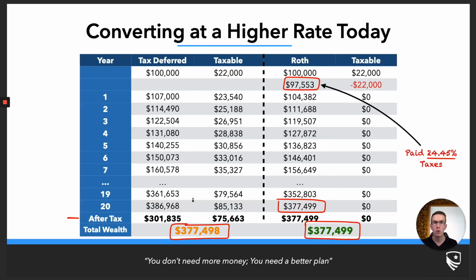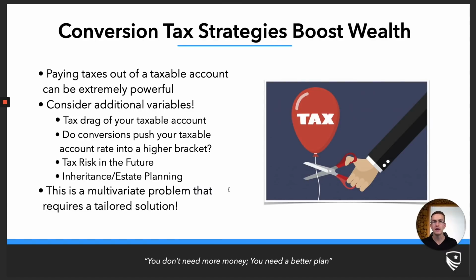And so we paid more in taxes, 24.45%, when eventually we might be taxed at 22% if we left the money in a tax-deferred account, left the money in a taxable account. And so this is where we start to see, once again, this tremendous value from our tax-paying strategies. So we can see that optimizing the way that we pay conversion taxes or taxes in general will boost your wealth. But we've showed some fairly simplistic examples so far.